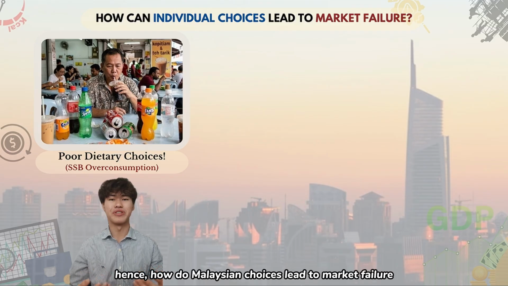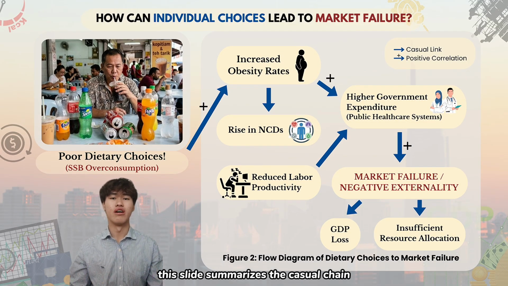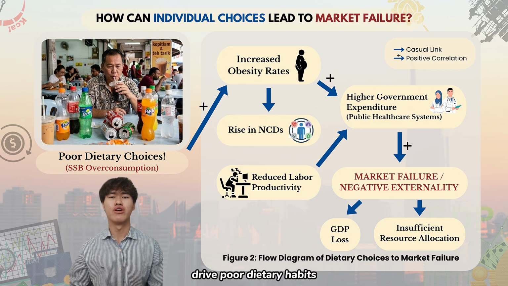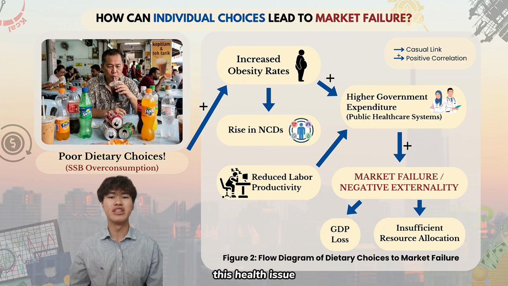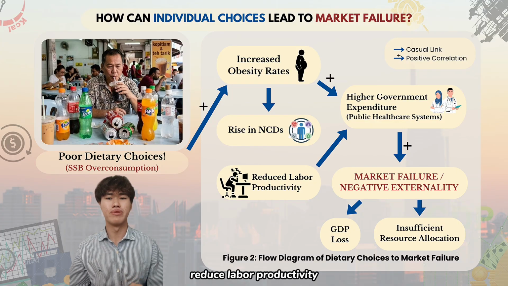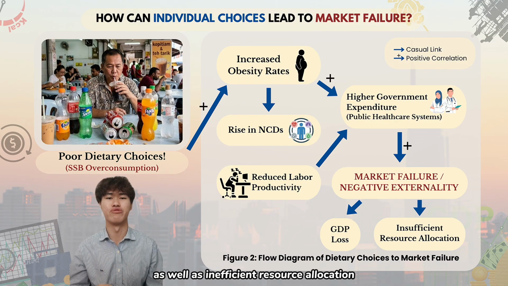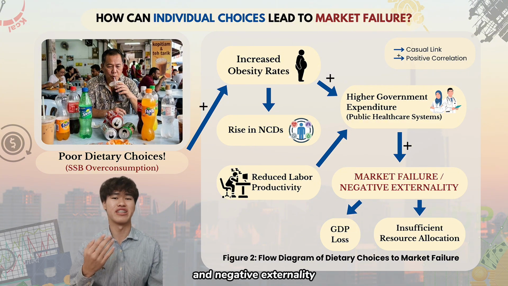Hence, how do Malaysian choices lead to market failure? This slide summarizes the causal chain. Overconsumption of sugar-sweetened beverages drives poor dietary habits, which increases obesity and other non-communicable diseases. This health issue, in turn, raises government healthcare spending, reduces labour productivity, and ultimately leads to GDP losses as well as inefficient resource allocation, illustrating a clear case of market failure and negative externality.